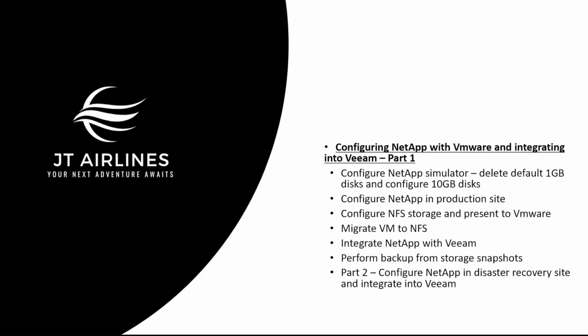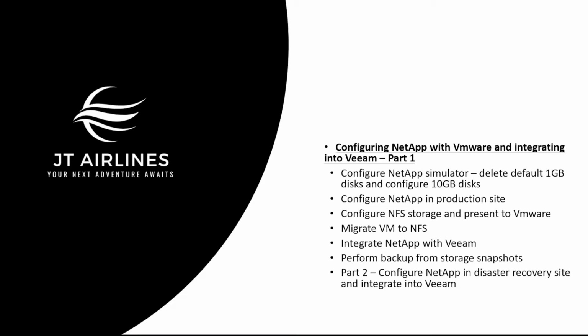So we're going to go through that process, and then we're just going to configure one of the storage appliances in the Melbourne site, bring it into the network, create some NFS storage and present it to our VMware environment. Once that's complete, we'll migrate one of our virtual machines to the NFS storage, and then we'll integrate the NetApp appliance with Veeam. And much like a previous episode, we'll test the whole process with a Veeam backup from storage snapshot.